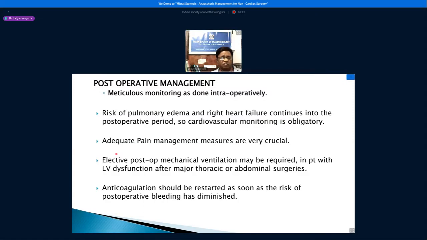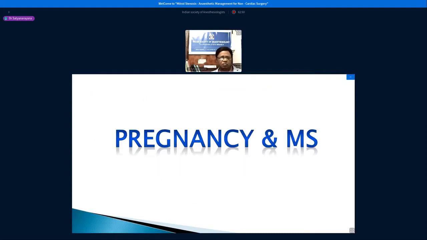The next important factor is pain management. Pain management has to be adequate. We all know pain increases sympathetic activity and tachycardia, and the patient can land in complications like pulmonary edema and right ventricular failure. So in some patients, you may require elective post-op mechanical ventilation, particularly a patient with LV dysfunction already undergoing major thoracic or abdominal surgery. So you can plan elective postoperative mechanical ventilation in some selective cases. Anticoagulation should be restarted as soon as the risk of postoperative bleeding is diminished.